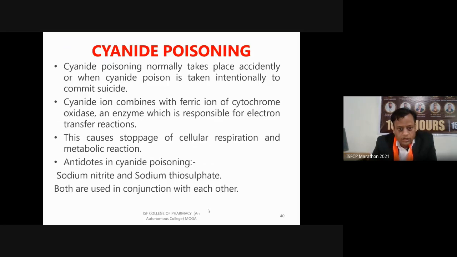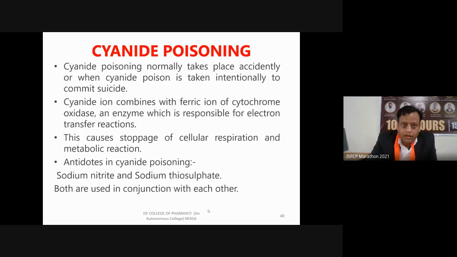Antidotes in cyanide poisoning generally use sodium nitrite and sodium thiosulfate. Both are used in conjunction with each other.